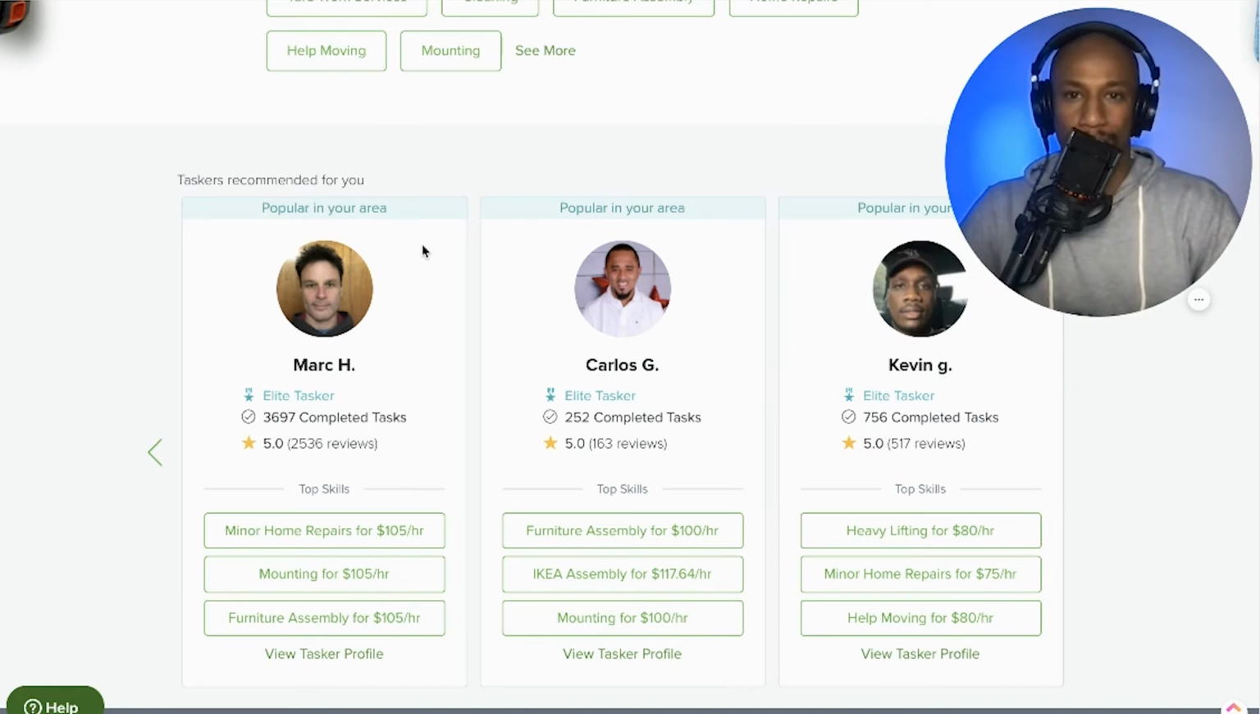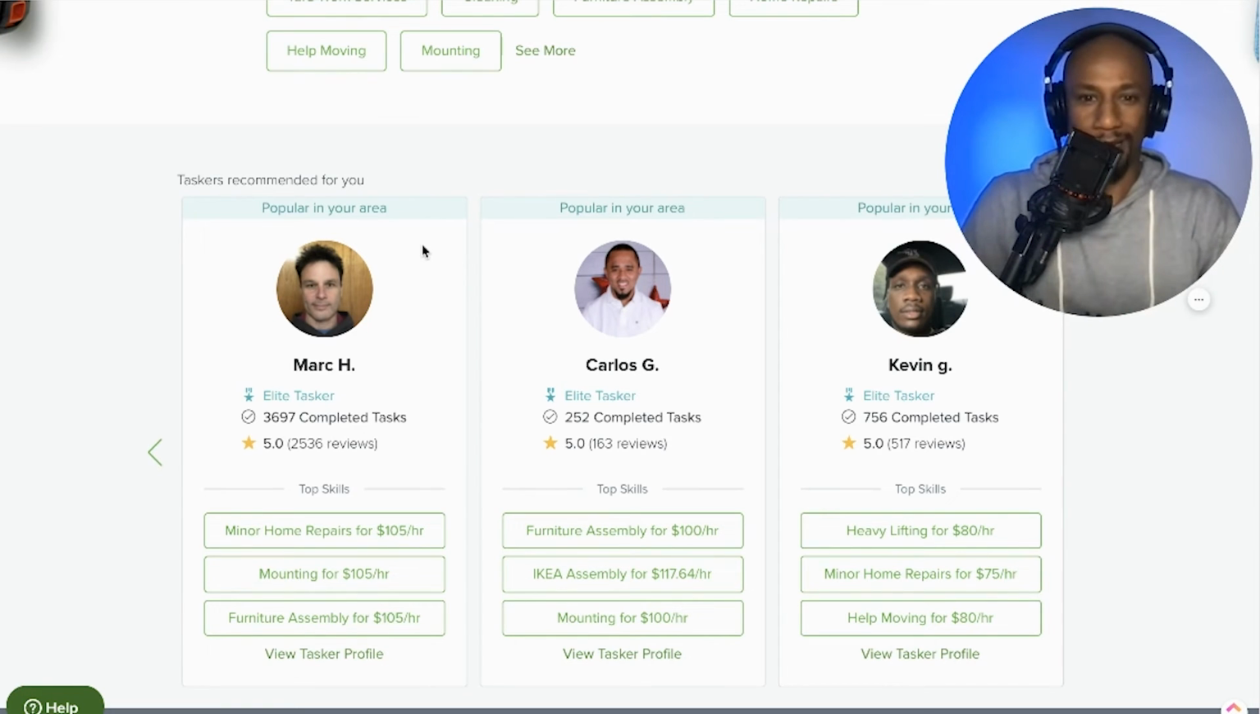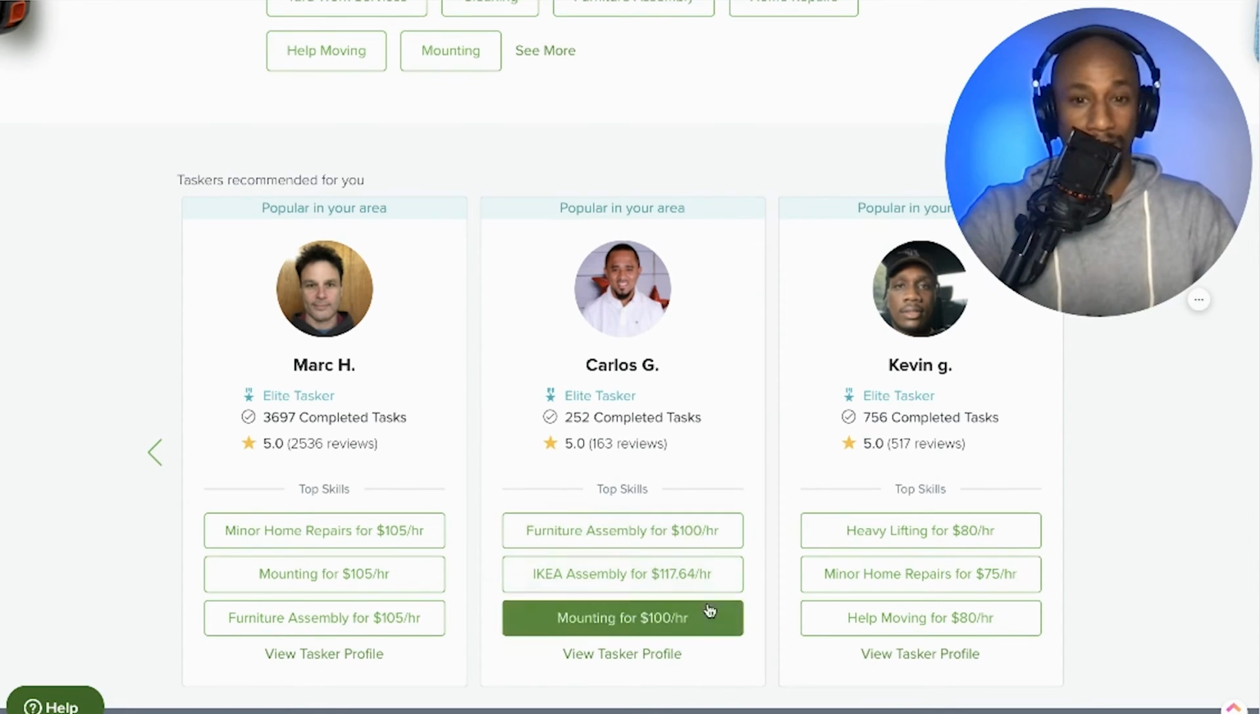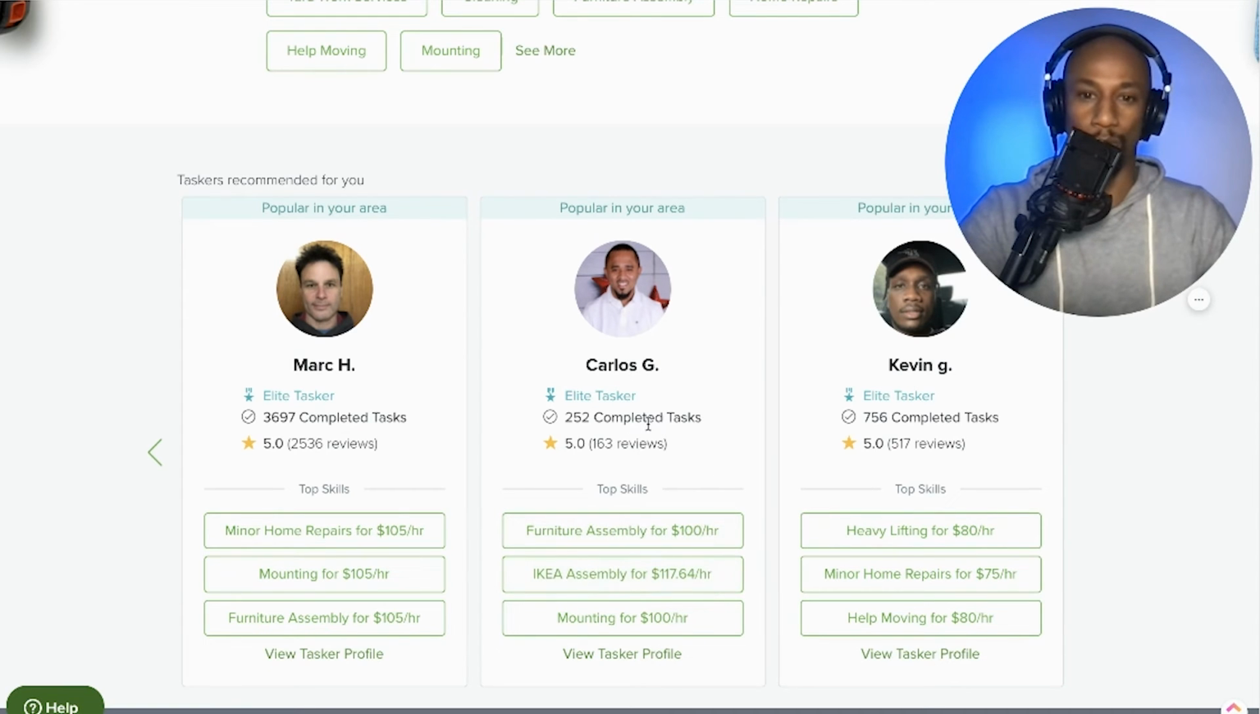One last pointer is not to go too high with your rate. Like I was saying about Carlos, nothing against him, he has 252 completed tasks, which is a lot, with a 5-star average, which is good. So I'm not going to say his rates are too high for where he's at. You have to consider your geographic location. We are here in Boston, and Boston tends to have among the higher rates, so he can certainly have his rates be higher.